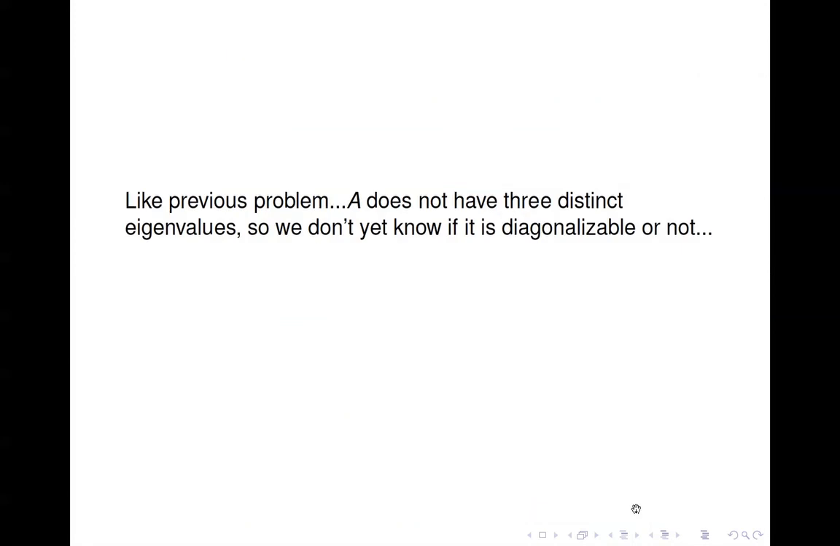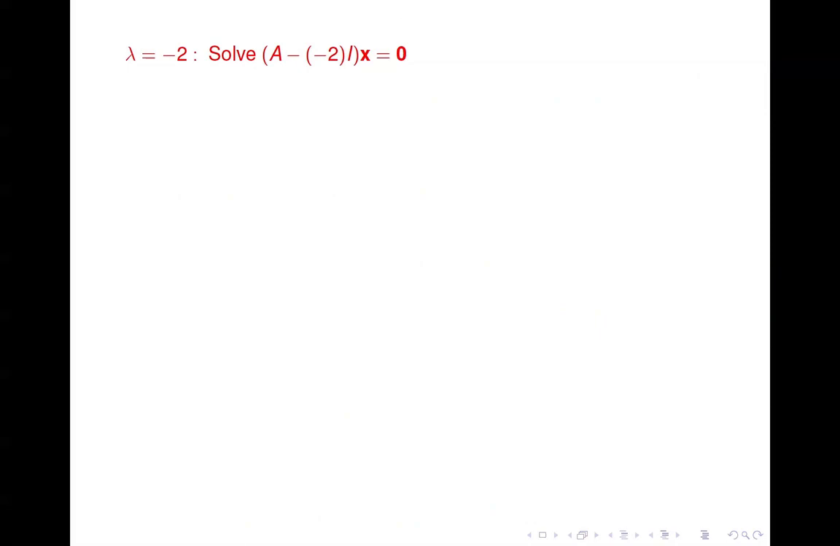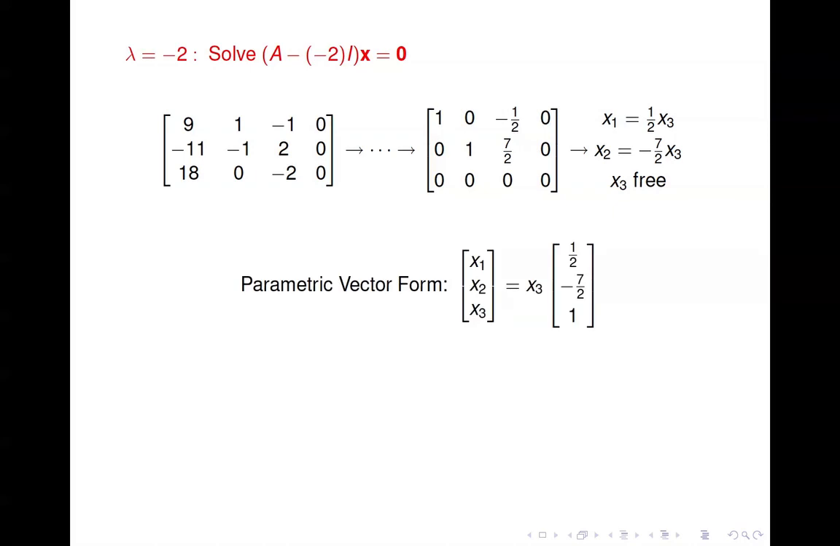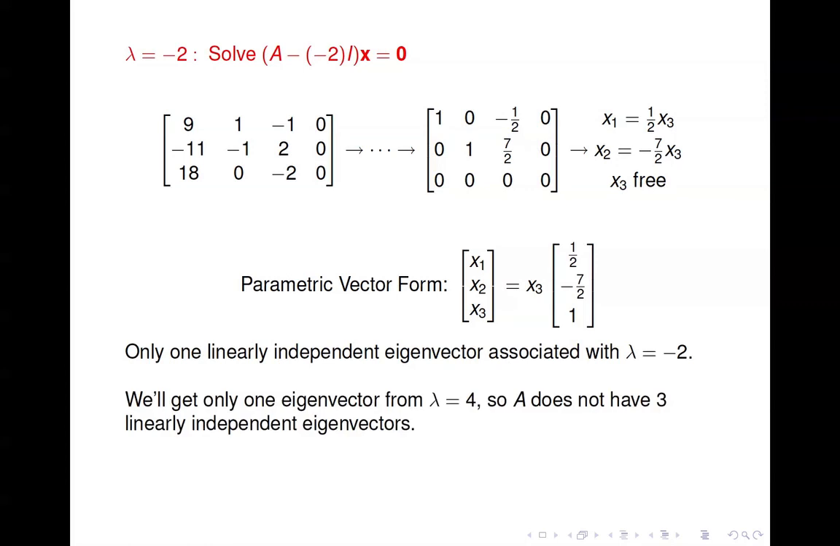So we want to know, does lambda equals negative 2 give us 2 linearly independent eigenvectors? When we solve A minus (negative 2)I times x equals 0, notice that we end up with this matrix in echelon form. And so we only have one free variable, right? X3 is free, and so we don't get 2 linearly independent eigenvectors out of this eigenvalue. And so we only get one. We're only going to get one linearly independent eigenvector from the other eigenvalue, from lambda equals 4. So that means we're only going to end up with 2 linearly independent eigenvectors, and that means that A is not diagonalizable in this case.